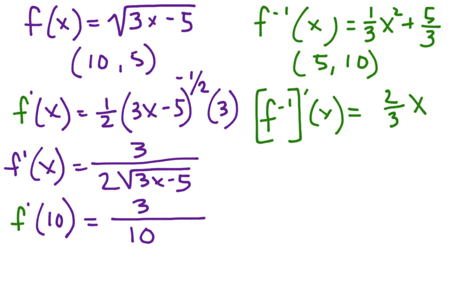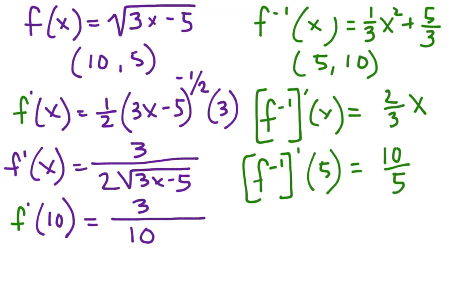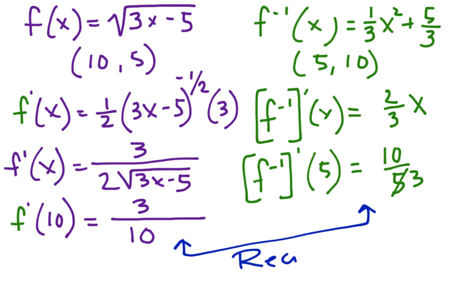Now let's look at that point, 5, 10, and the derivative at 5. What do you think is going to happen? Well, you probably already know since you watched my blooper video. So I'm going to go 5 times 2, and I get 10/3. Woohoo! Look what I did. 10/3. All right, and they're reciprocals of each other.